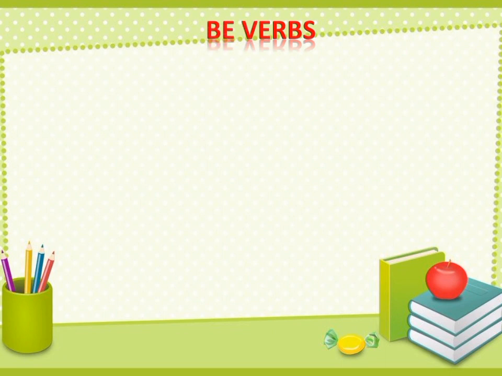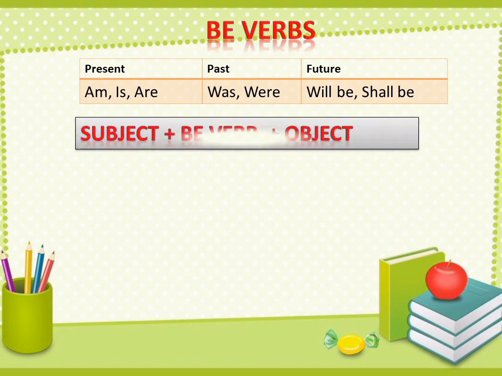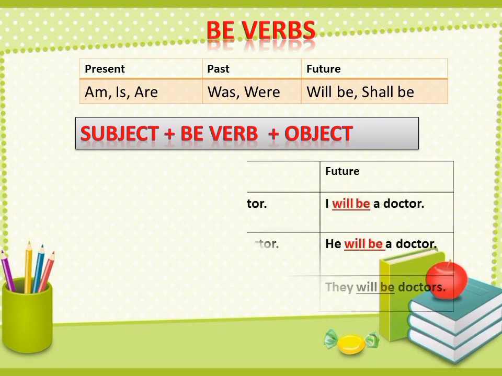Let's see some examples. We can make a be form of sentence in the following pattern: subject plus be verb plus object. Examples are here.